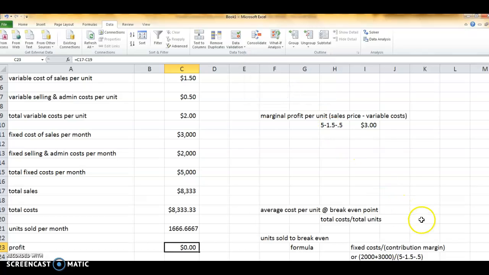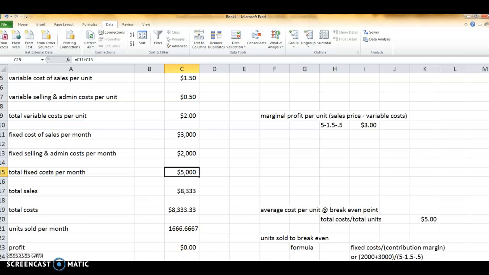Now, if I wanted to calculate what my average cost per unit is going to be, my average cost per unit is going to be equal to my total cost of $8,333 divided by 1,666.67 units, and that's going to be an average cost of $5 per unit. Right? So that's different from my contribution margin, because what it's done is allocate my fixed costs, which were $5,000, over my 1,667 units.